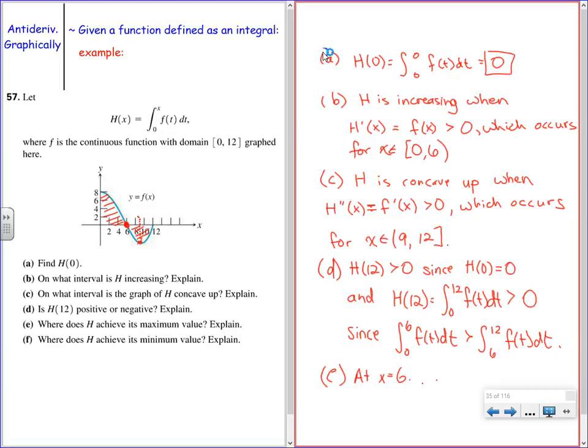And letter F, where is it going to achieve its minimum value? At 12? No. Zero. Yes. Why? Because the amount it increases is greater than the amount it decreases, so it must have been at its lowest point at x equals 0.